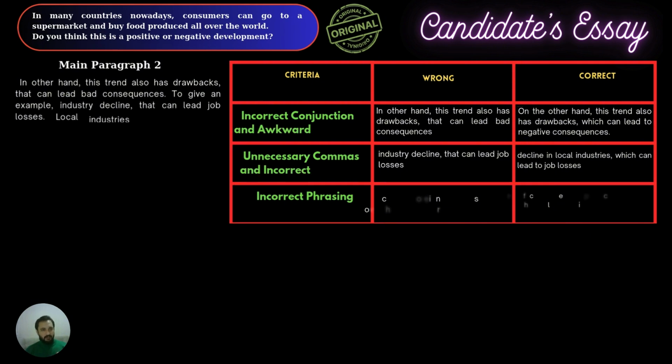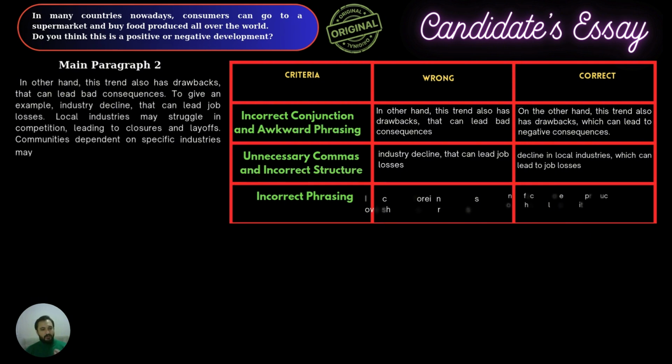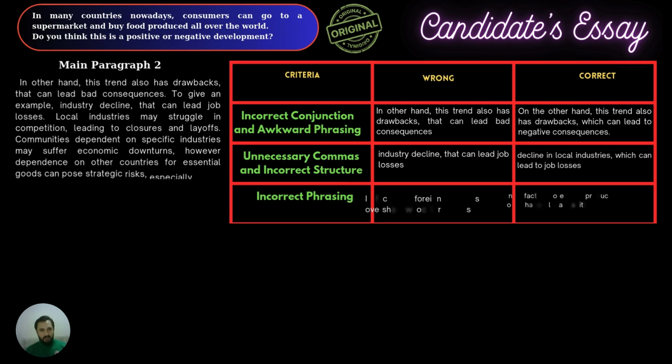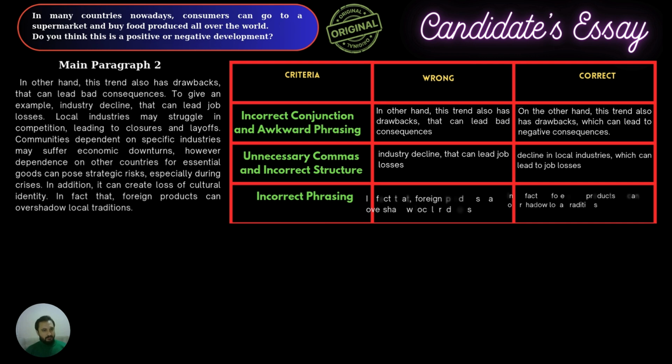In other hand, not in other hand, on the other hand, I think. This trend also has drawbacks that can lead bad consequences. To give an example, industry decline that can lead to job losses. Local industries may struggle in competition, leading to closures and layoffs. Communities dependent on specific industries may suffer economic downturns. However, dependence on other countries for essential goods can pose strategic risks, especially during crisis.